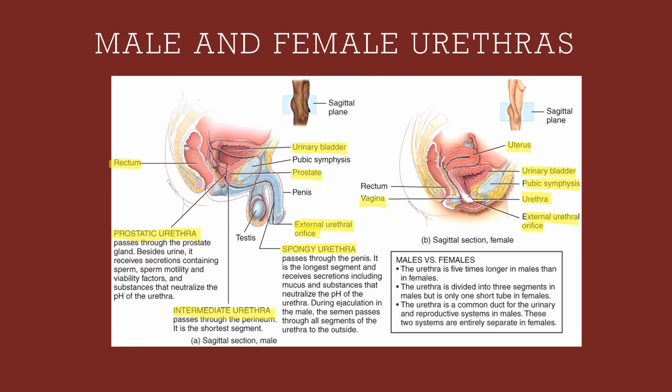There are a couple differences between the male and female urethras. It's 5 times longer in males. It's divided into 3 segments in males, but only a very short tube in females. And it is a common duct for urinary and reproductive systems in males, whereas in females, the two systems are very distinctly separate.